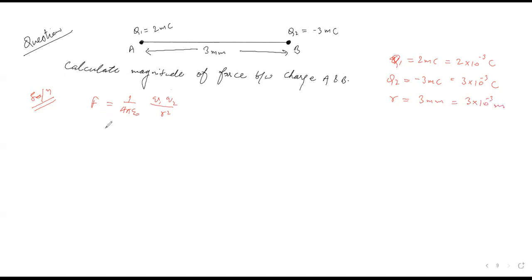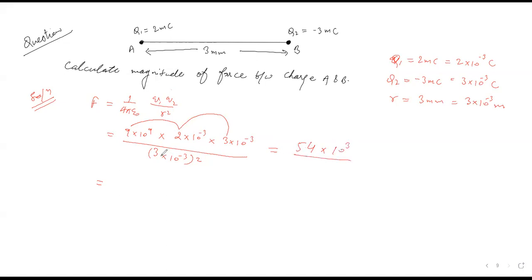Okay, so now put all of the values in the equation. 1 upon 4 pi epsilon naught is 9 into 10 raised to the power 9. Q1 is 2 into 10 raised to the power minus 3, Q2 is 3 into 10 raised to the power minus 3, divided by 3 into 10 raised to the power minus 3, squared. After solving, you got 9 into 2 into 3, which is 54 into 10 raised to the power 9, 10 raised to the power minus 3 and 10 raised to the power minus 3. It will be 10 raised to the power 3 over the square of 3, which is 9 into 10 raised to the power minus 6.